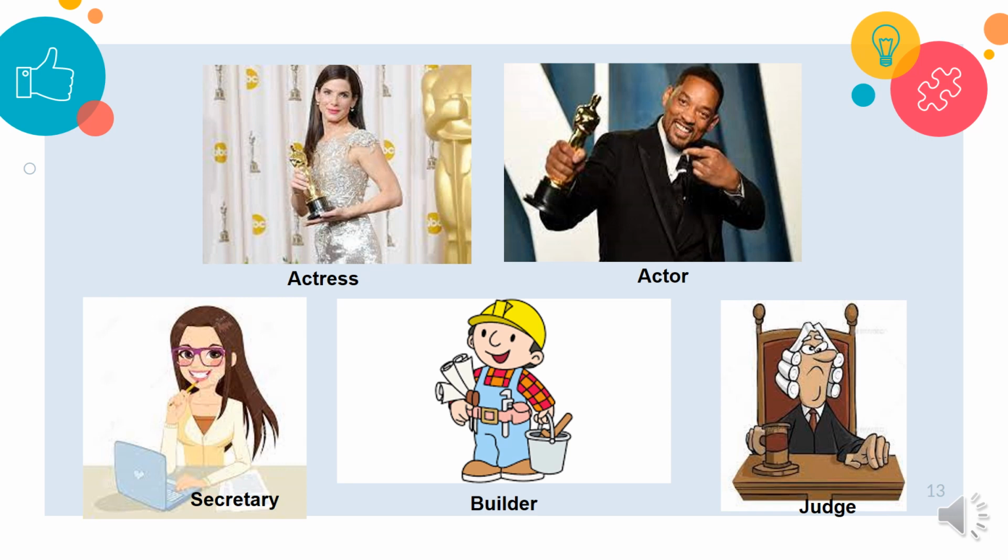In this case, secretary, builder, and judge, no distinction between woman and man. Okay? Secretary is for woman and for man. Builder is for woman and for man. Judge is for woman and for men. But actress is for woman, for girl, like Sandra Bullock, and actor is for men, for example, Will Smith.